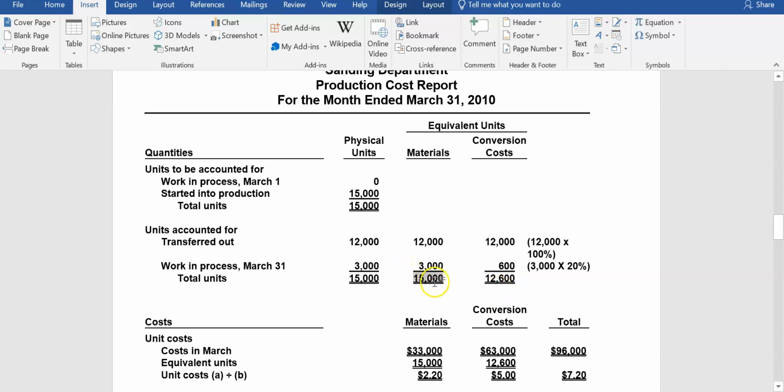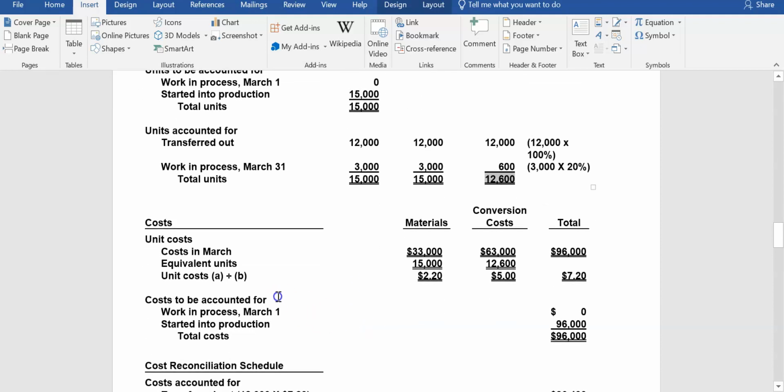What this tells me is that if they had only made whole products using the amount of materials and conversion efforts that were done, they would have been able to make 15,000 units with respect to materials, but they could have only made 12,600 whole units with respect to labor and overhead. Okay. All right, continuing on here.